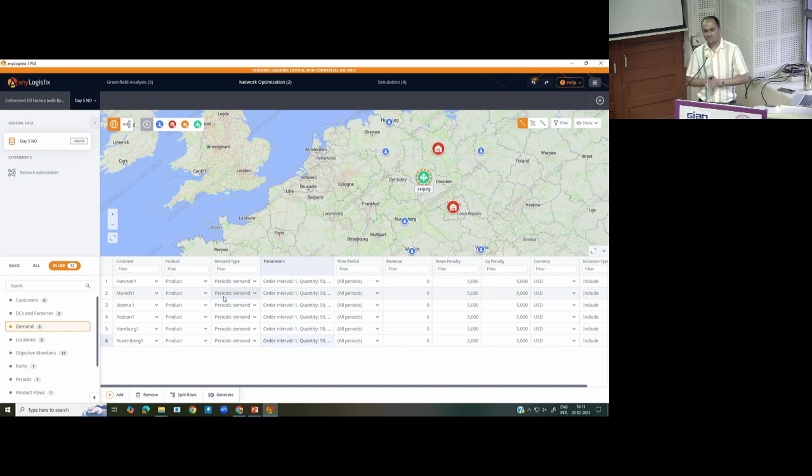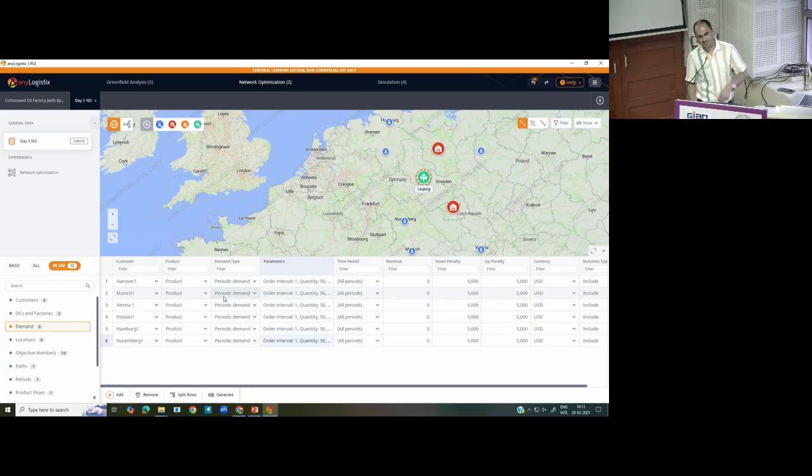Demand is 50. Suppose the distribution center delivers 45 products to Hanover. The down penalty of 5000 will start applying there. Up penalty, suppose the distribution center delivers 55 products. Up penalty will come there. So that's the meaning of up penalty or down penalty.